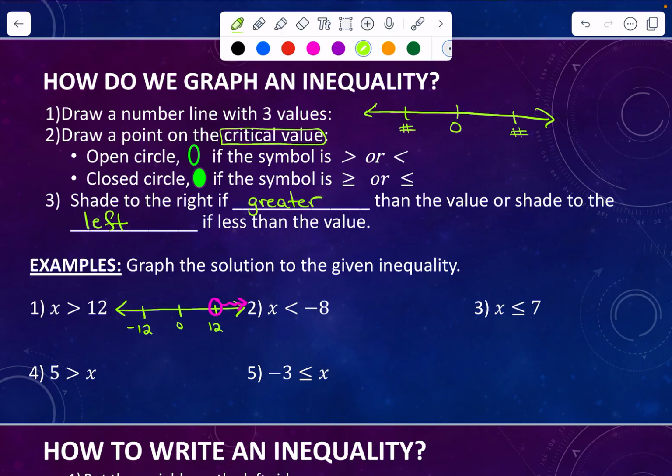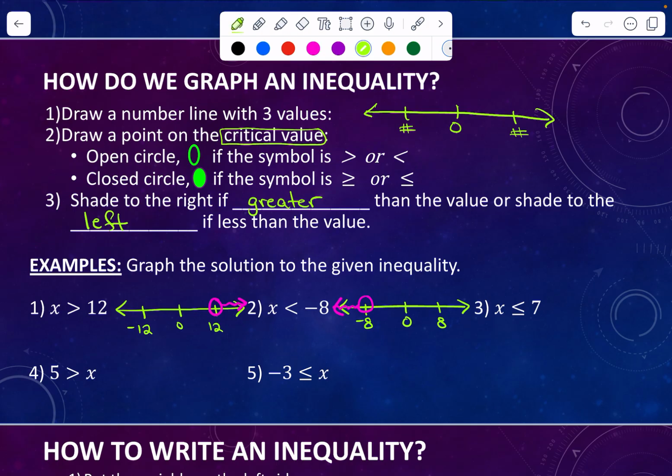Let's take a look at the second one. x is less than negative 8. So here's my number line. I'm going to put my 3 values in: 0, 8, and negative 8. At negative 8, it's going to be an open circle because it's less than that, and I'm going to shade it to the left because it is less than negative 8.